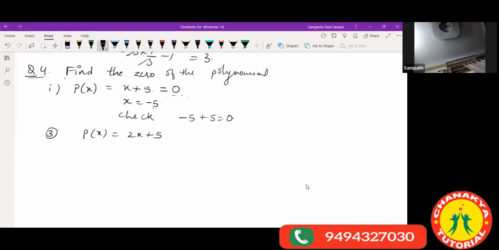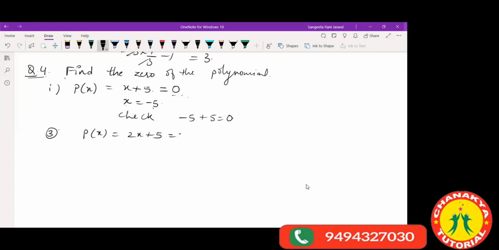Ma'am, minus 5 by 2. So if we equate this to 0, then for which value of x will that be? We take 5 on the other side, it will become minus 5. And then 2 is again here, we will take 2 also on that side. It becomes divide here. So it becomes minus 5 by 2. Okay, that's all. So we'll do the next one.